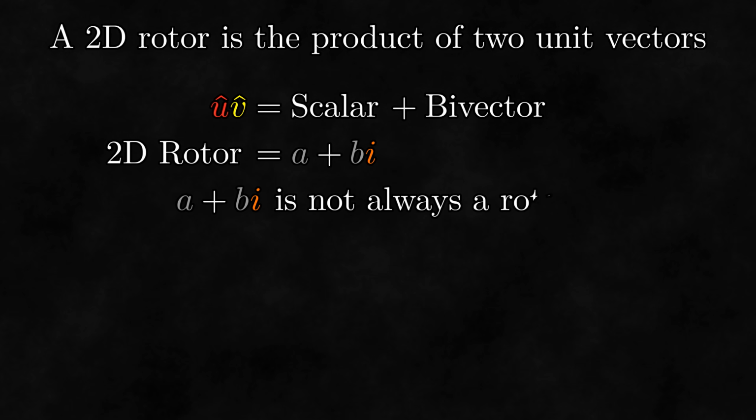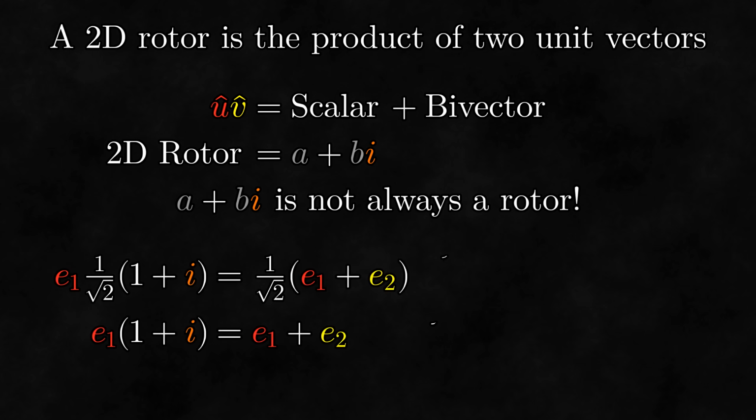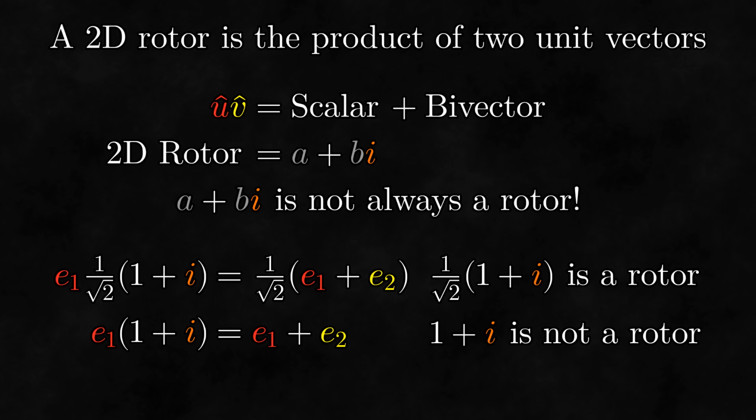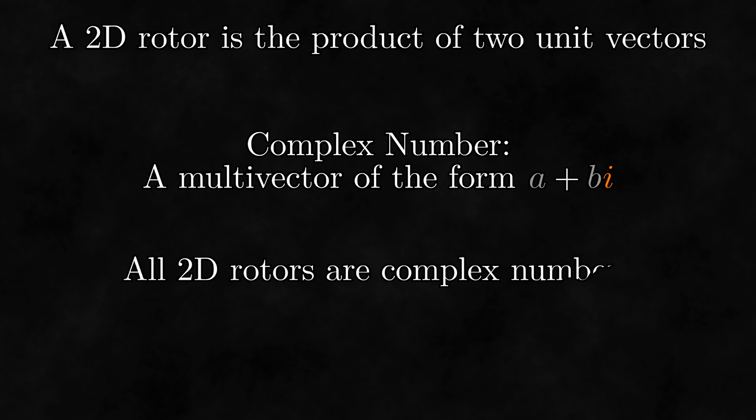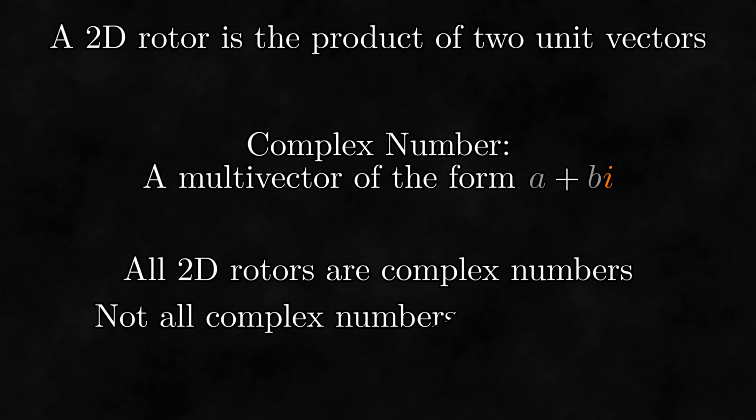But not all multivectors of the form a plus bI are rotors. Remember, rotors shouldn't scale vectors, so we don't want to count any multivectors of this form that do so. However, it is useful to describe all multivectors of the form a plus bI, even the ones that are not rotors. For historical reasons, arbitrary sums of scalars and bivectors in 2D are called complex numbers. So all 2D rotors are complex numbers, but not all complex numbers are 2D rotors.